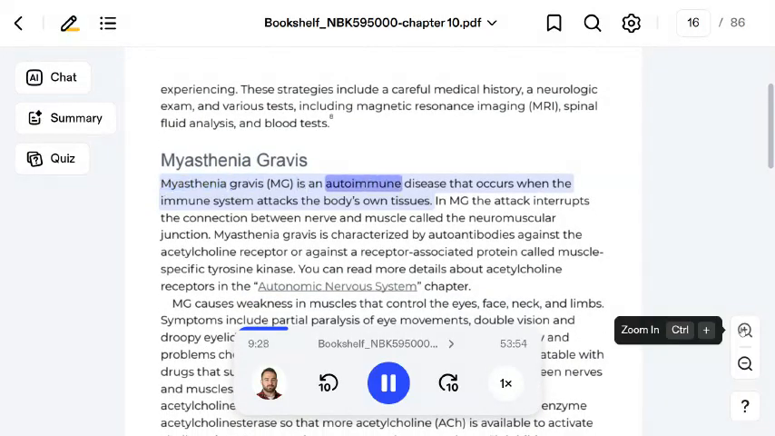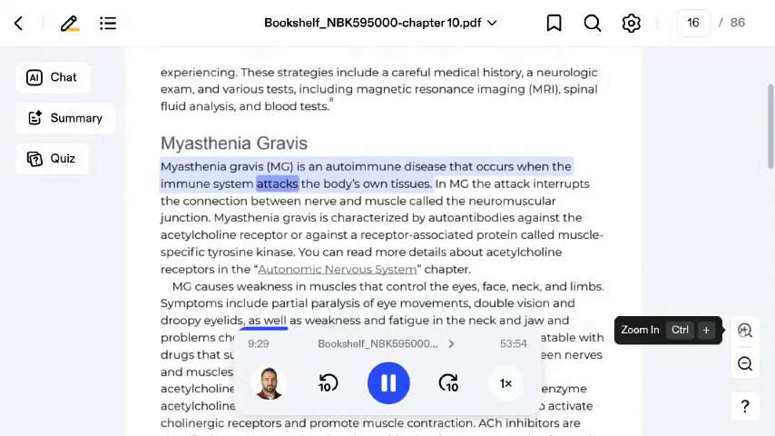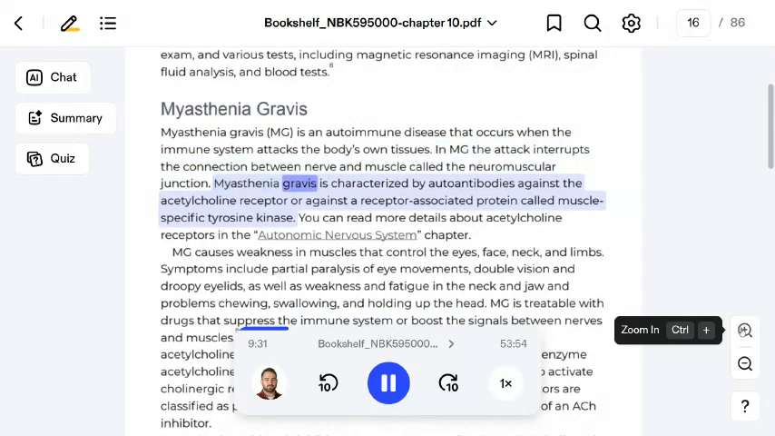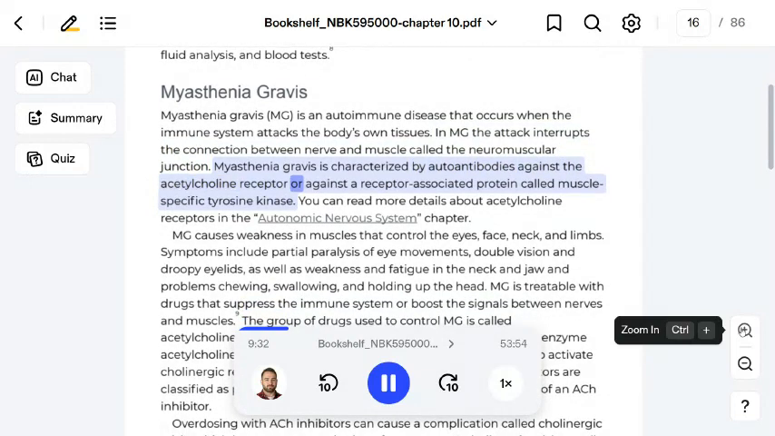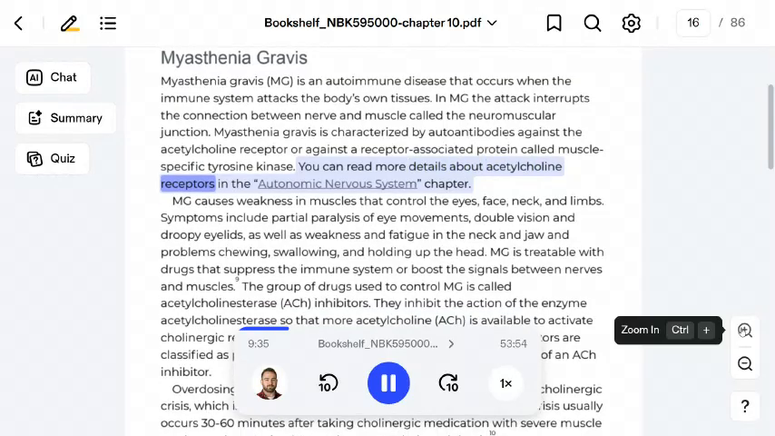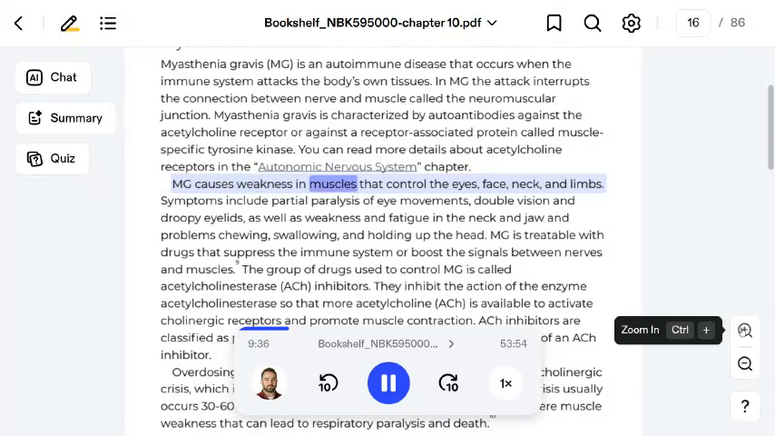Myasthenia gravis is an autoimmune disease that occurs when the immune system attacks the body's own tissues. In MG, the attack interrupts the connection between nerve and muscle, called the neuromuscular junction. Myasthenia gravis is characterized by autoantibodies against the acetylcholine receptor, or against a receptor-associated protein called muscle-specific tyrosine kinase. You can read more details about acetylcholine receptors in the autonomic nervous system chapter. MG causes weakness in muscles that control the eyes, face, neck, and limbs.